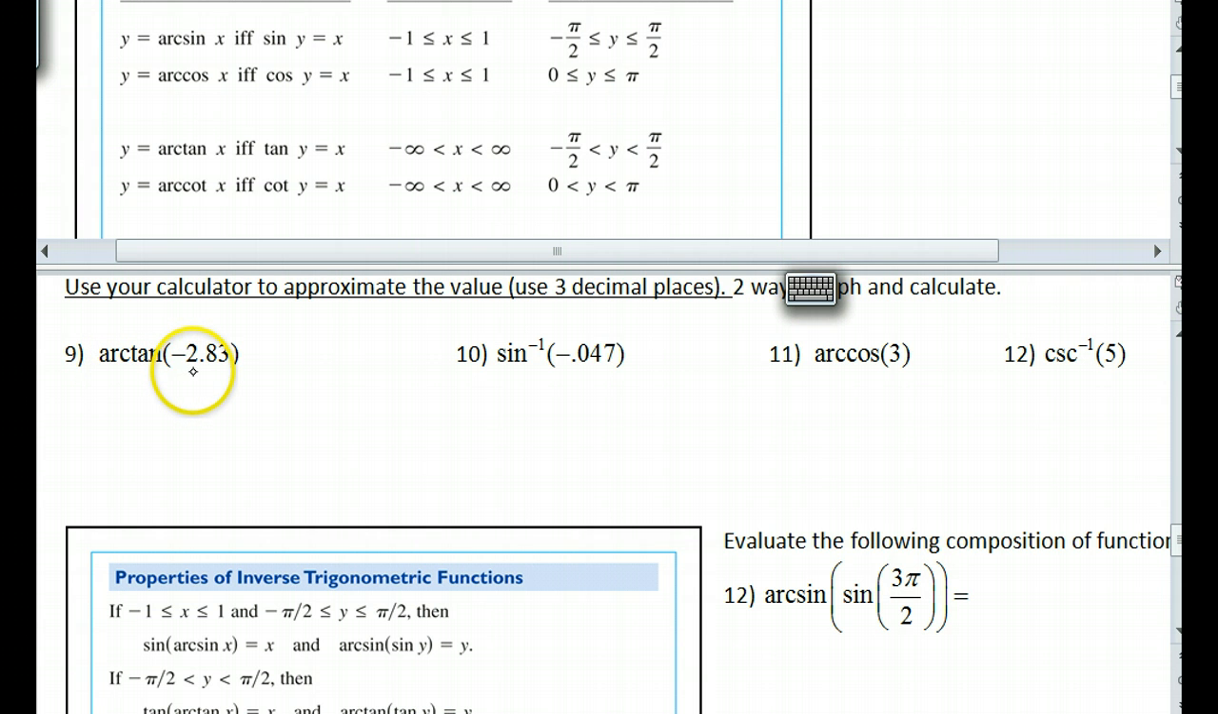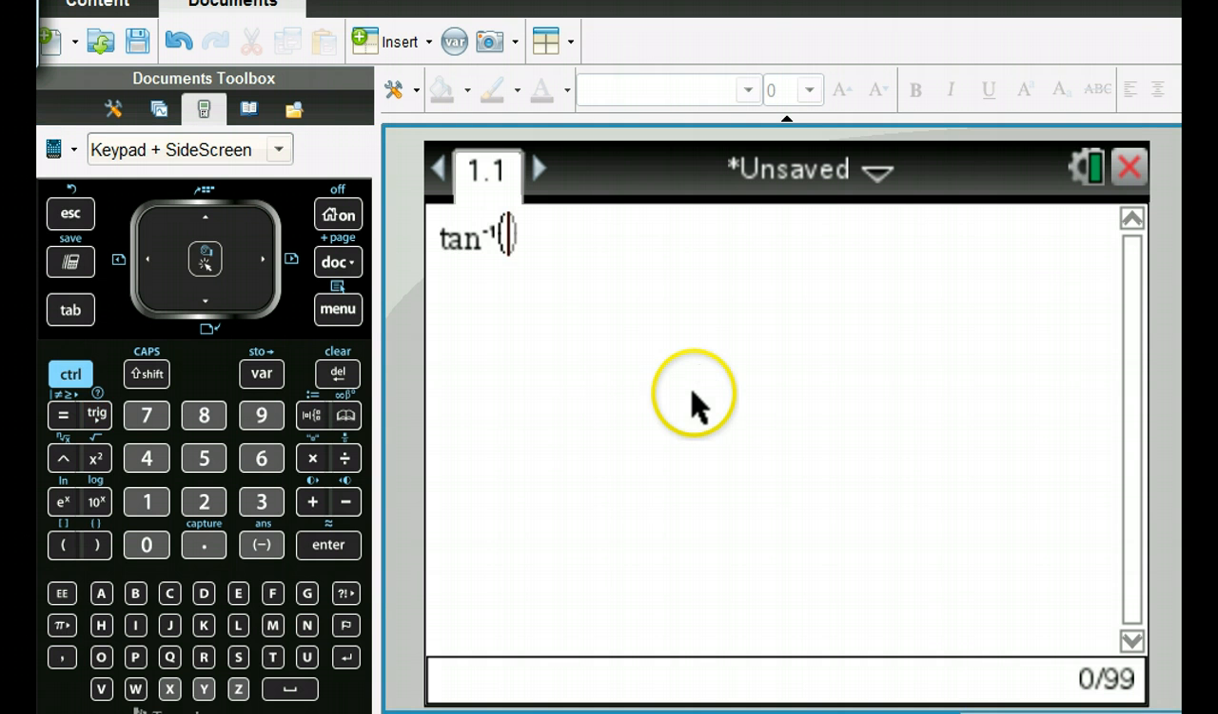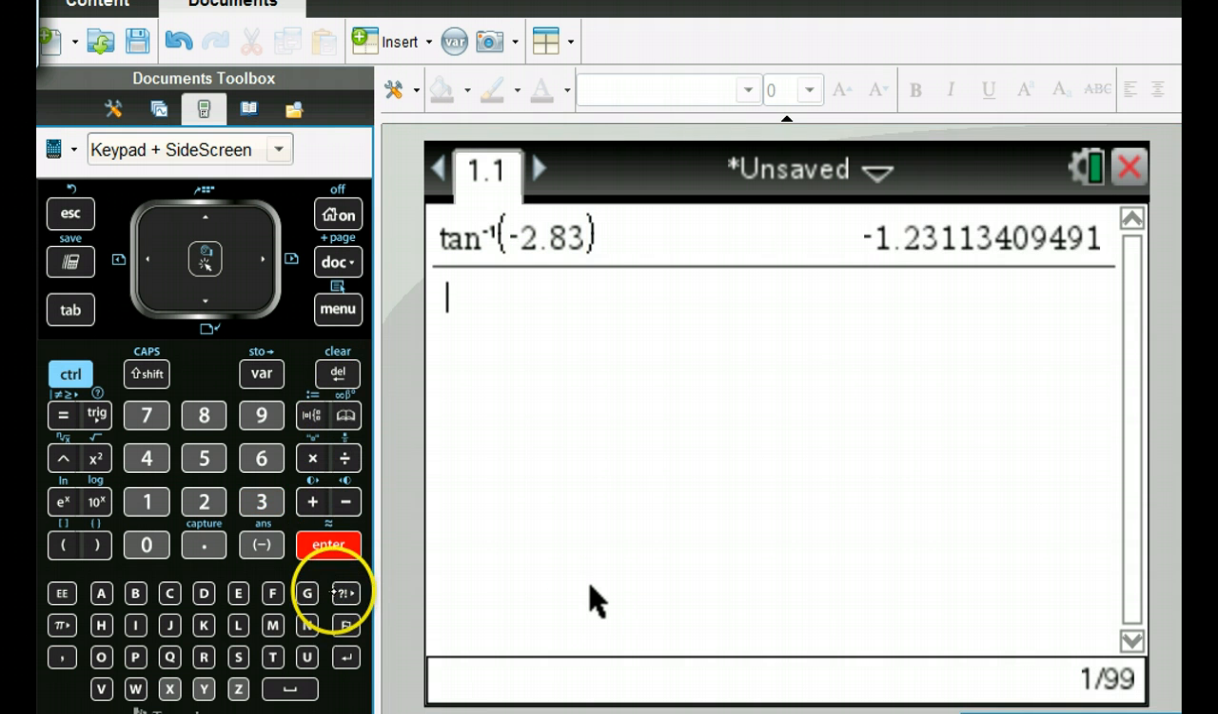Arctan of negative 2.83. So what we do is we just go to our calculator, and we can find this trig function right here, and here's the inverse tangent. Then we can type in the value that we have there, and I can enter this, and that is my angle measurement. I am in radian mode, so this would be radians, and that's what you're going to come up with. Notice if we have a negative value, I'm going to get a negative angle measurement, which puts us in the fourth quadrant. That should be right. Go try, and then I'll show you how to do this graphically.